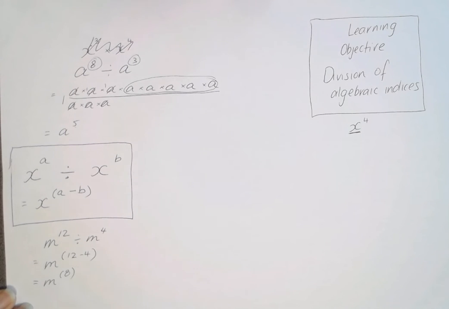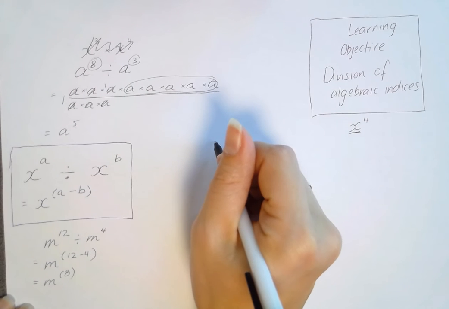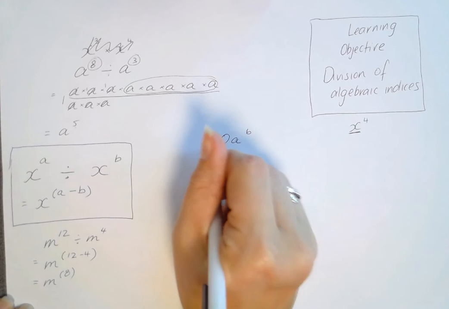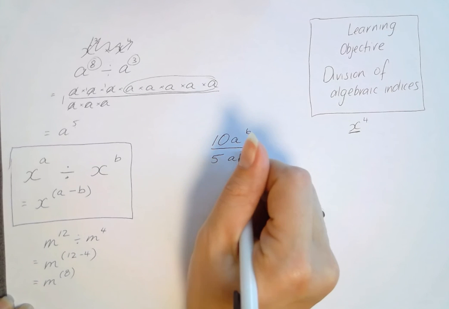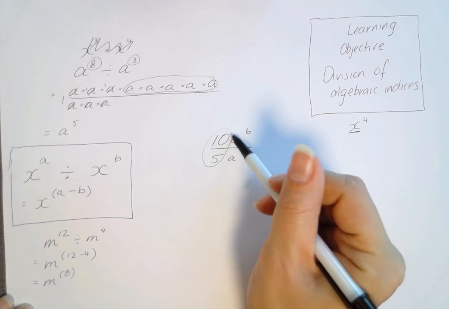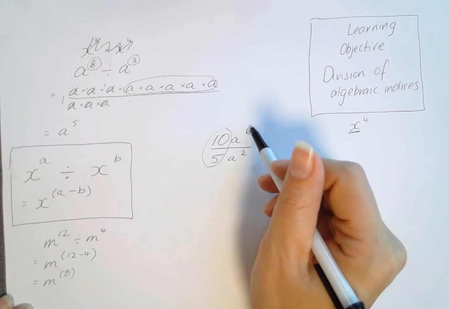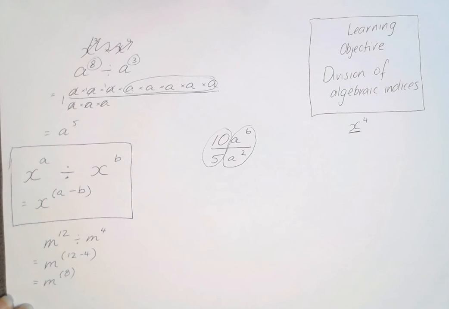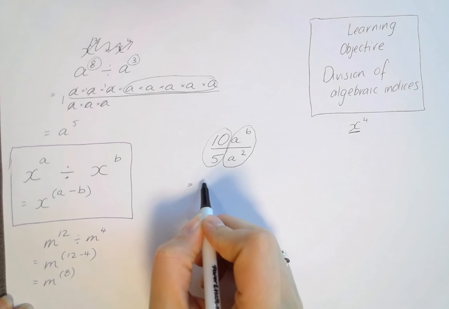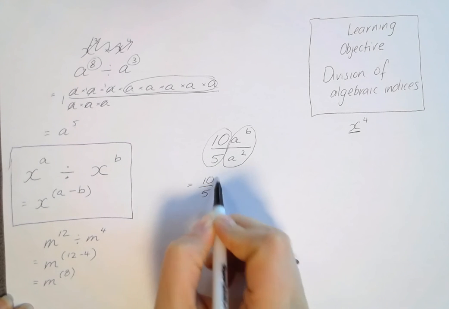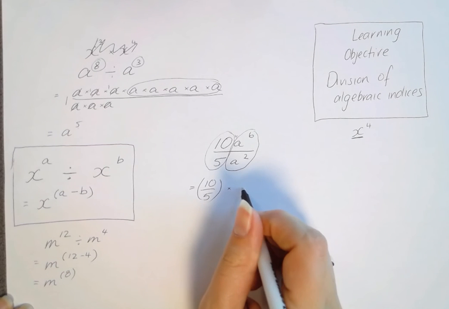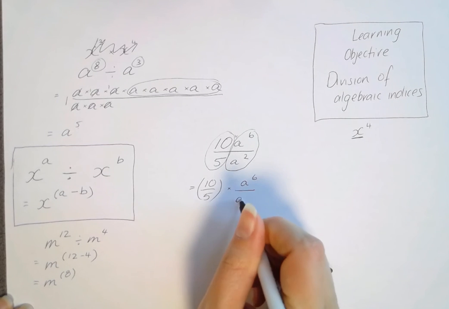Alright, let's work with some numbers this time. Let's say we've got 10a to the power of 6, and we're going to divide that by 5a to the power of 2. I want you to remember, if we're working with numbers, we can do that nice and simply, and then we can work with the algebraic terms later on. Don't forget that we know how to do 10 divide 5. So our first section would be 10 divide 5, and then we'd be multiplying that by a to the power of 6 divided by a to the power of 2.